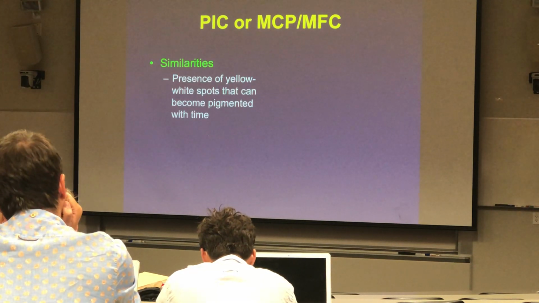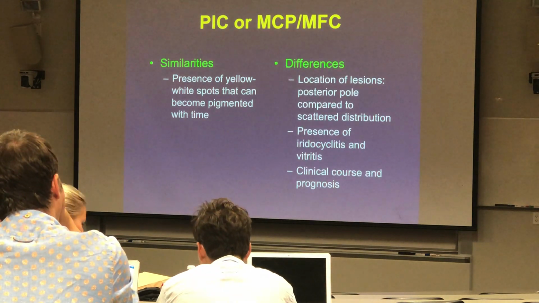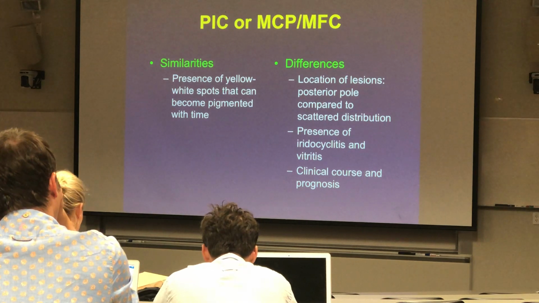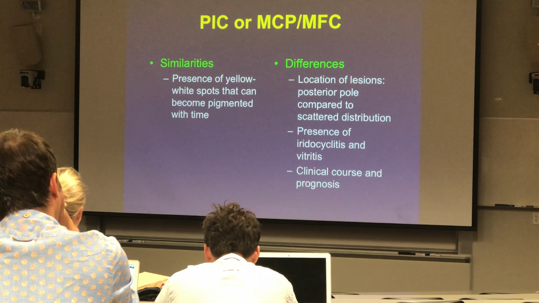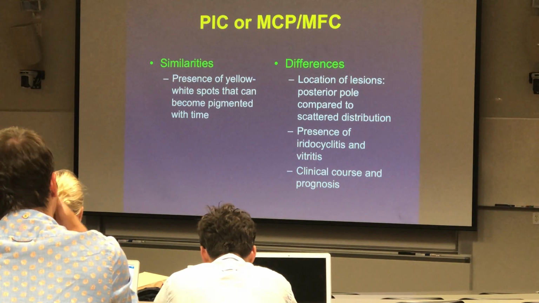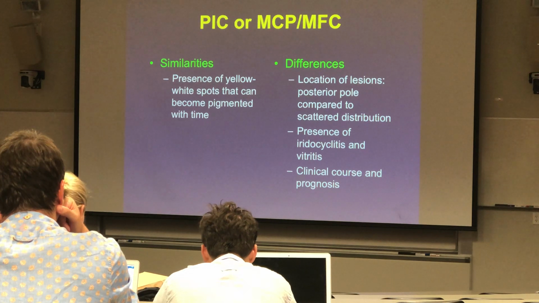The similarity is that they both have yellow-white spots that can become pigmented with time. The difference is the location of the lesion. I mentioned PIC, in my opinion, is much more in the posterior pole compared to the scattered distribution. The presence of iridocyclitis and vitritis is definitely not a PIC thing. PIC, by definition, in general, we do not see vitreous cells or anterior chamber cells. You cannot have iridocyclitis if you consider PIC. If that's the case, then it's more likely multifocal choroiditis and panuveitis.